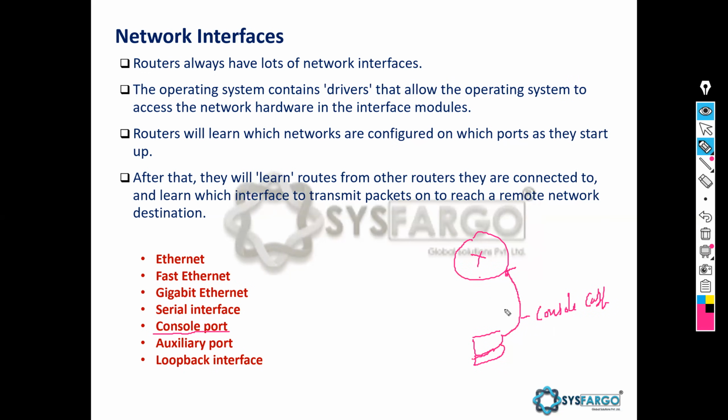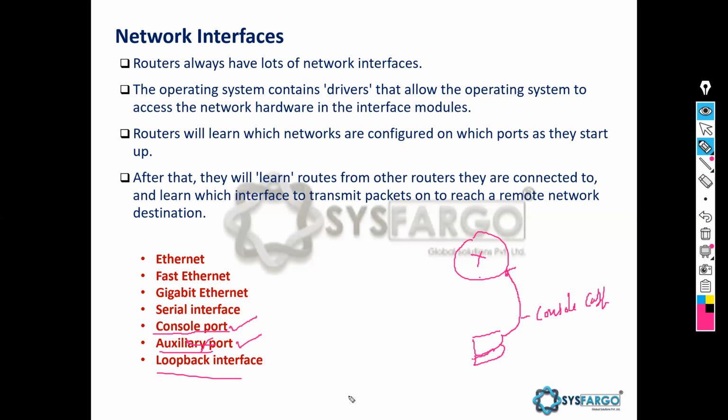To access the router directly, physically, we use the console port. The auxiliary port is for the same thing. Either you can use console or auxiliary, but generally we do not use the auxiliary port. Always we use the console port to access the router. Another is the loopback interface, which we'll discuss later. The loopback interface is like a logical interface.